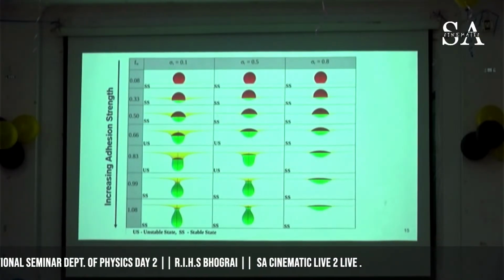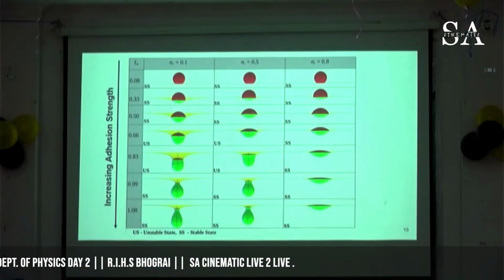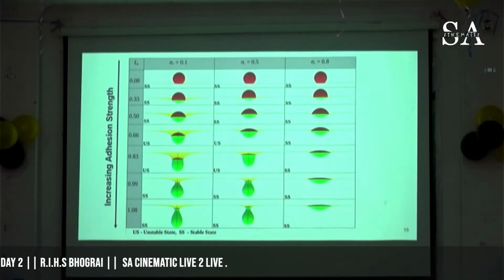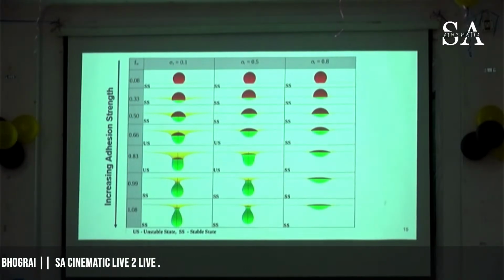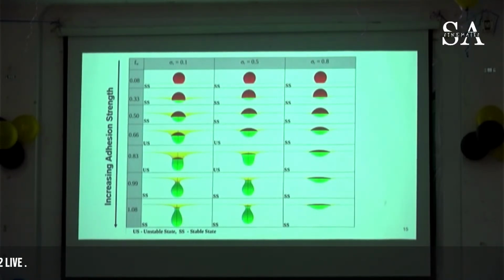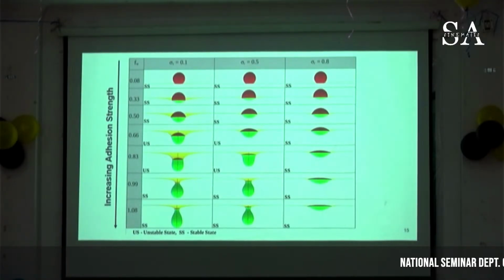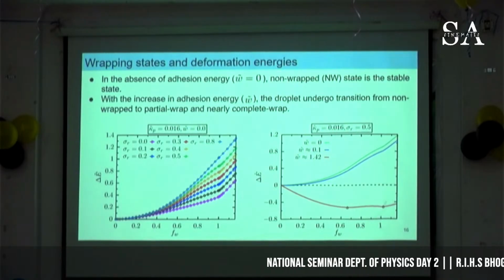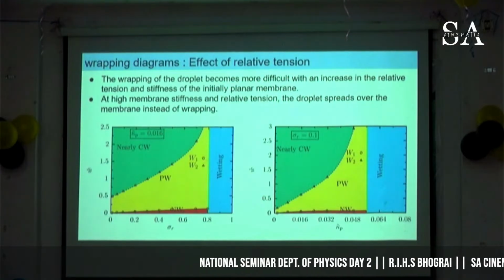Next. So basically I am going to the results part now. In the results we can conclude that a droplet cannot be completely wrapped by the membrane, rather it will get trapped in a metastable state. Here we basically have three states. In the third case, the droplet is not going inside at all. Next. This is the energy analysis that we did.